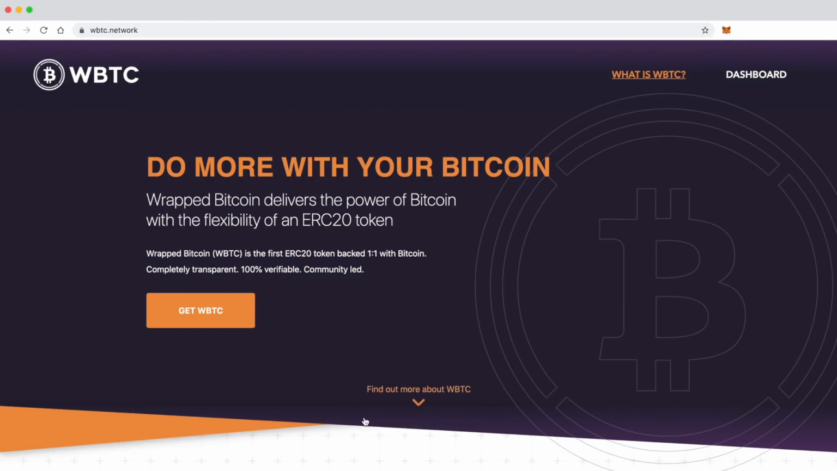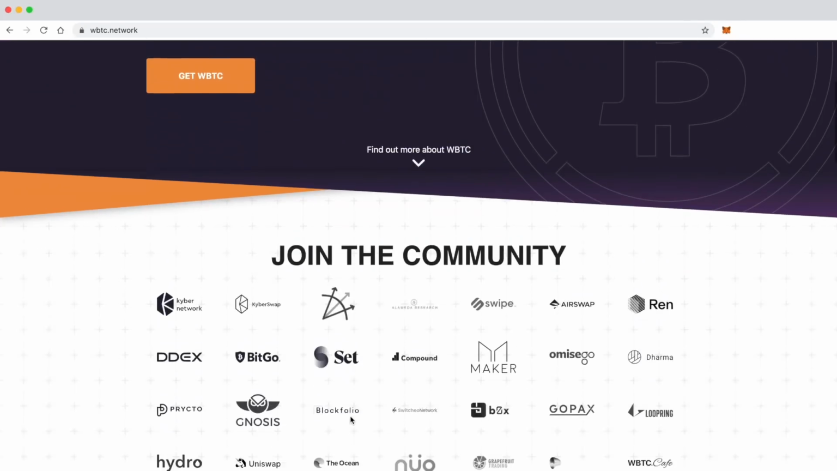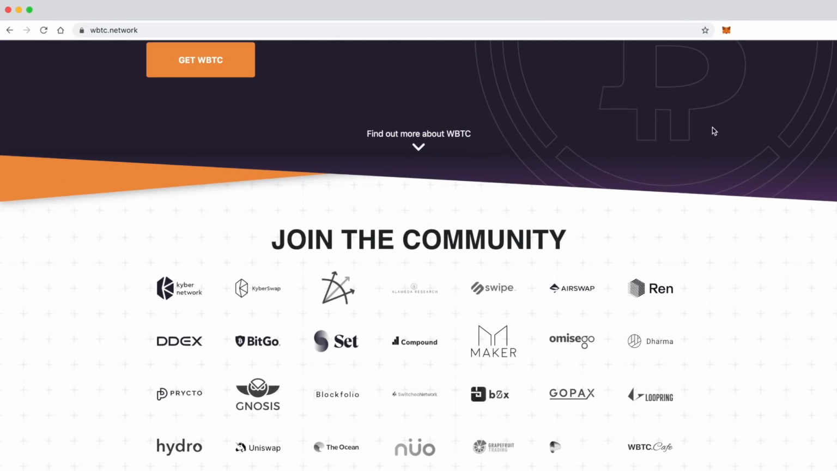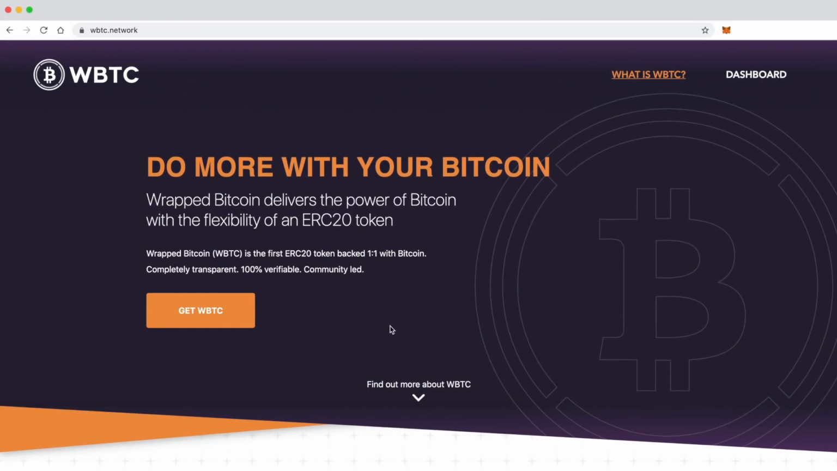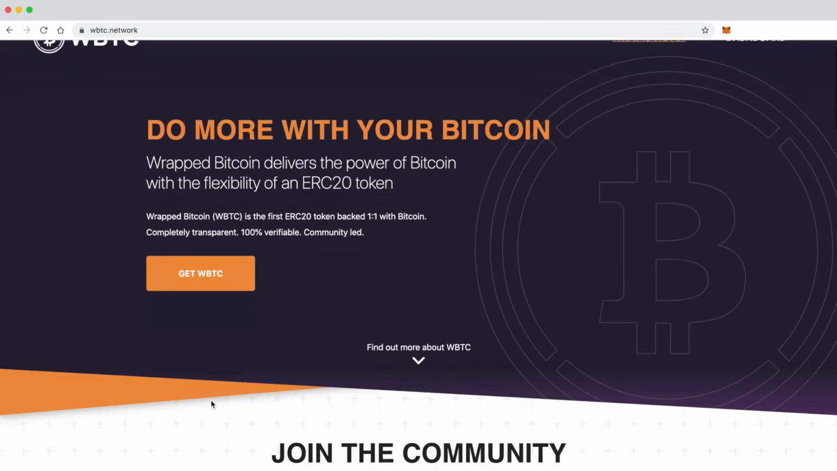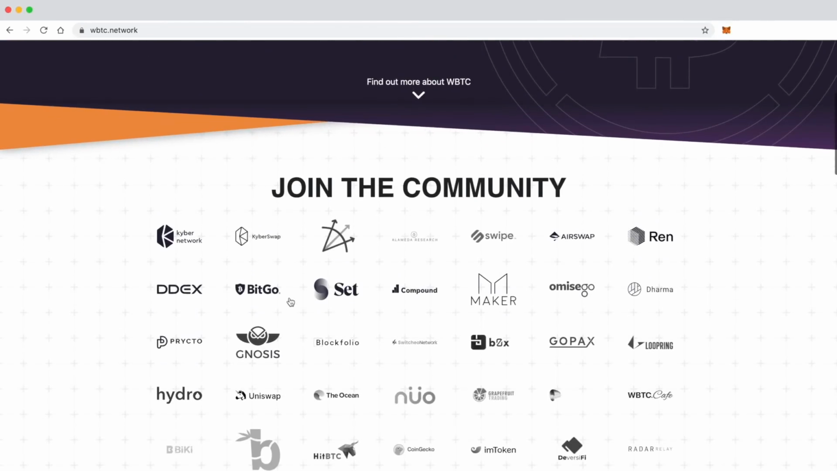So what is this? Well, basically it's taking your Bitcoin and moving it over to Ethereum. So how does it do that? Well, basically, it locks your Bitcoin and turns it into an ERC-20 token, okay, which is just a smart contract that determines how the cryptocurrency works. So it's really cool because it makes your Bitcoin safe to trade on Ethereum.